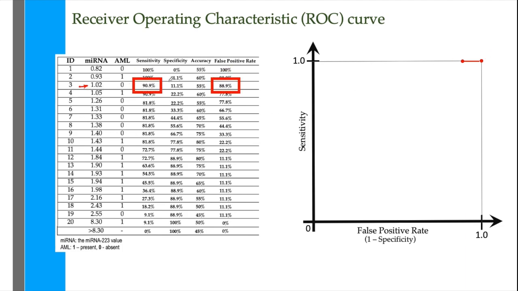Moving on, let's have 1.02. The sensitivity is 90.9% and the false positive rate is 88.9%. So graphing 0.909 and 0.889, we're going to have this point. So this point is when the cutoff is 1.02. Next, let's have 1.05, in which the sensitivity is 0.909 and the false positive rate is 0.778. And we're going to have this point. So that point is generated using the cutoff, which is 1.05.